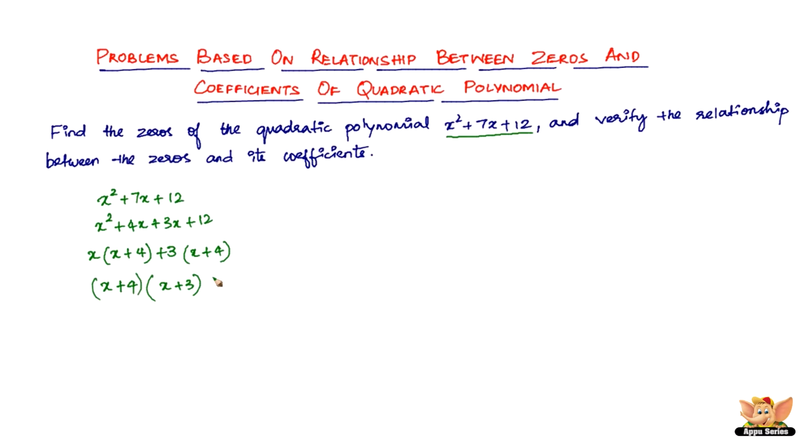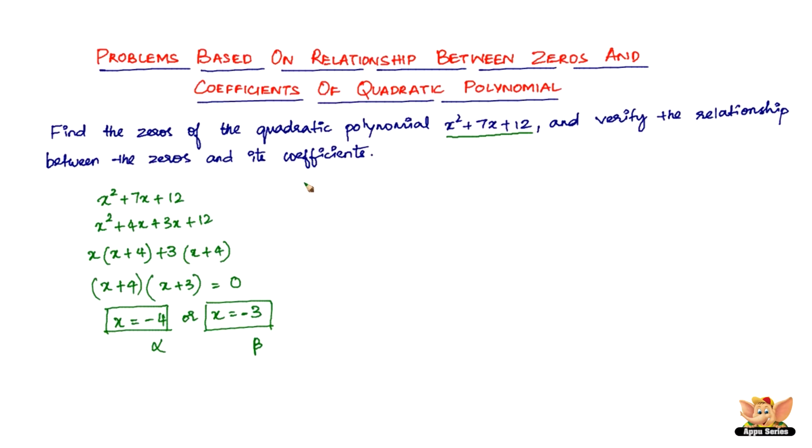You need to get the zeros, right? So equate this to 0. So x equals minus 4 or x equals minus 3. Equate this separately to 0 and this separately to 0 and you get this. So these are the zeros of the given quadratic polynomial. Let these be alpha and beta. Now let us verify the relationship between the zeros and the coefficients.